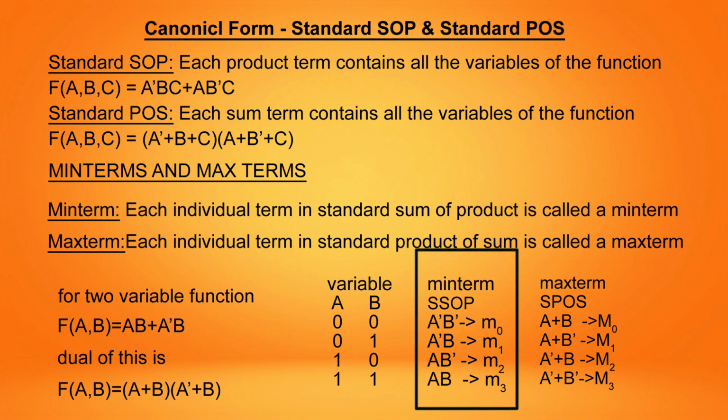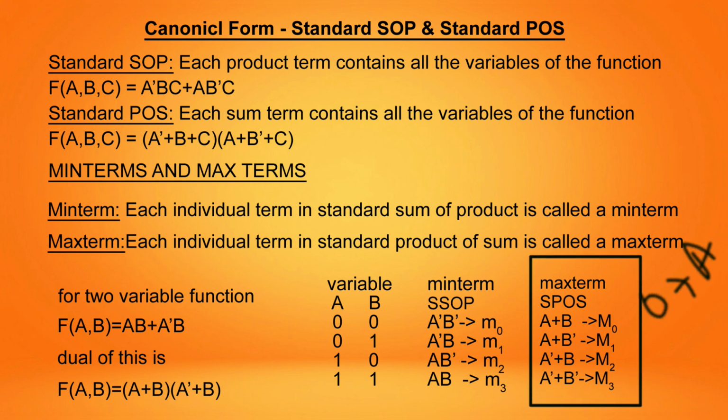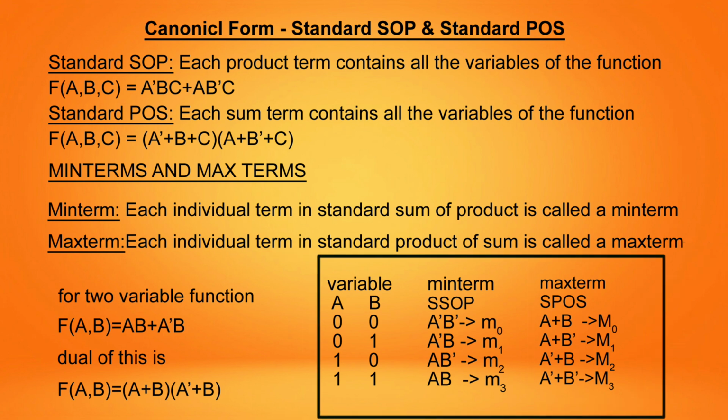Minterms are nothing but product terms. Whenever 0 is there, we are taking the complement of the actual variable, and whenever 1 is there, we are taking the actual variable. Whereas in maxterms, when 0 is there, we are taking the actual variable, and when 1 is there, we are taking the complement. See here how we are going to write minterms and maxterms for a two-variable function.